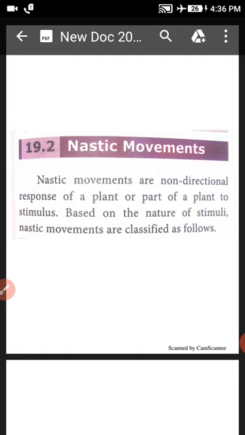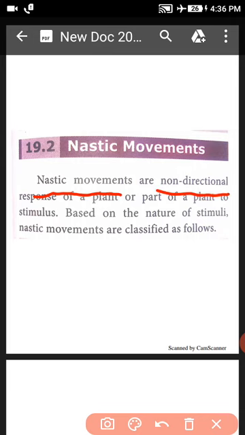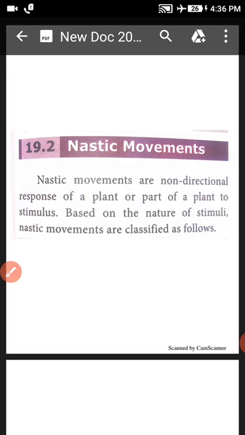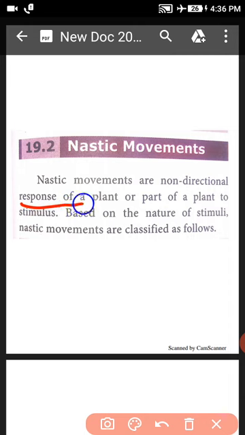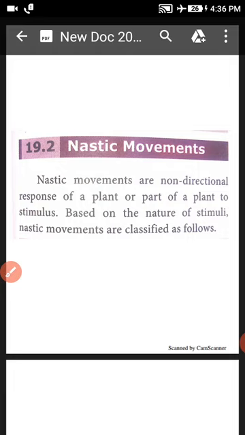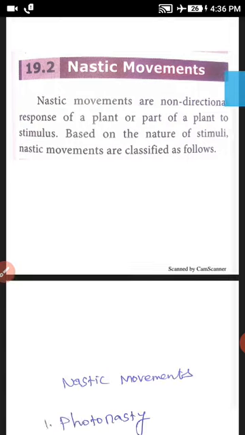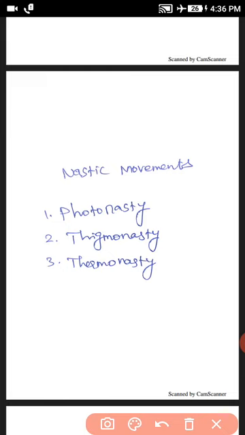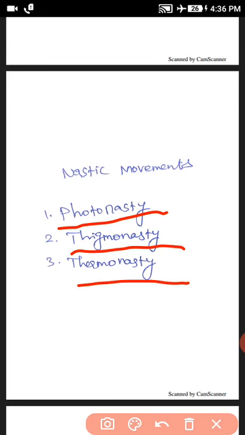Now the new topic is nastic movements. What do nastic movements mean? Nastic movements are non-directional responses of a plant or part of a plant to a stimulus. Based on the nature of the stimulus, the nastic movements are classified as follows. Next, the nastic movements are three types. The first is photonastic, another is thigmonastic, and the last is thermonastic.